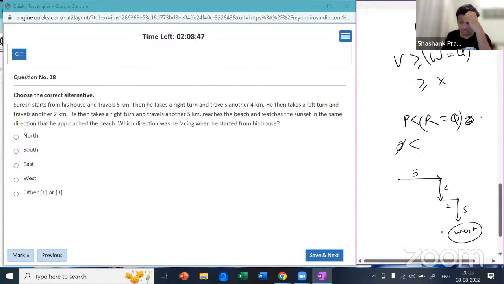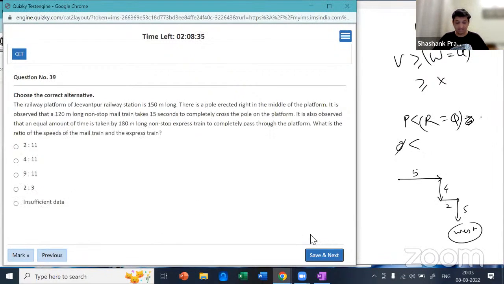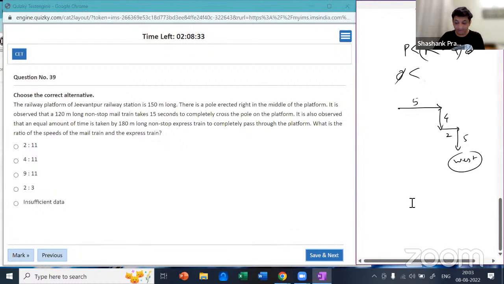Sun sets in the west. Okay, this is west. Which direction was he facing when he started from his house? So if this is west, that is east. This one has to be south. So he should have been facing south. Yeah, that is fine. Okay, another quant.